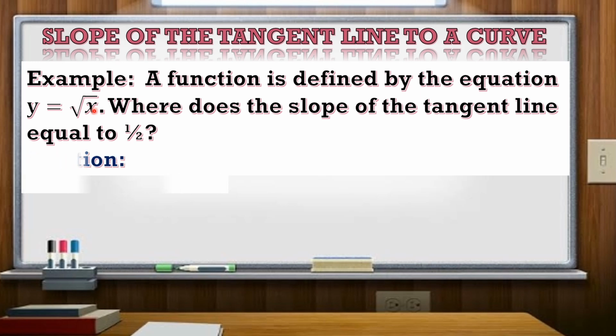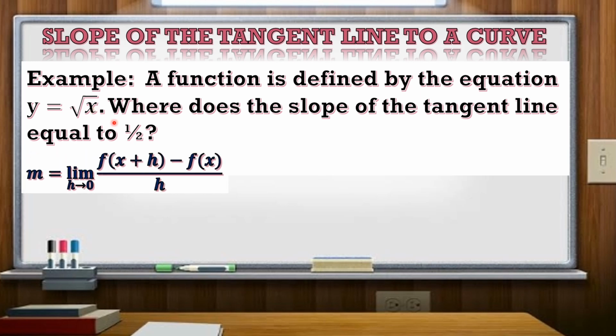So let's find. So, una natin gagawin is to use the slope of the tangent formula. Ito siya. Ito yung function na gana. We have your square root of x. So, lahat ng x magiging x plus h. Kaya naging ganito siya. Square root of x plus h. Minus itong function nyo, which is your square root of x all over h.